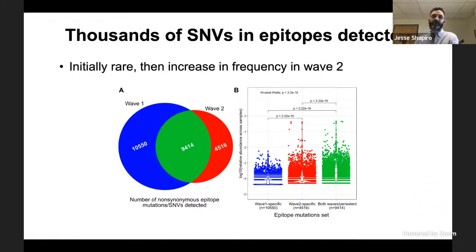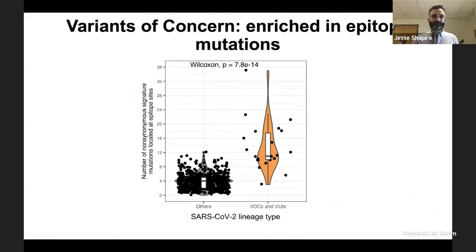So this suggests they start off rare, but then they increase in frequency during wave 2, which is consistent with a general, global, population-level increased selective pressure for immune evasion across all the sequences in NCBI, to avoid those non-synonymous mutations in epitope sites.